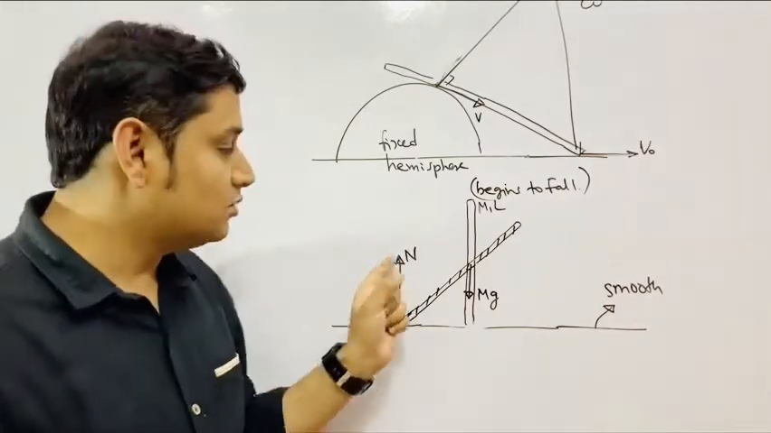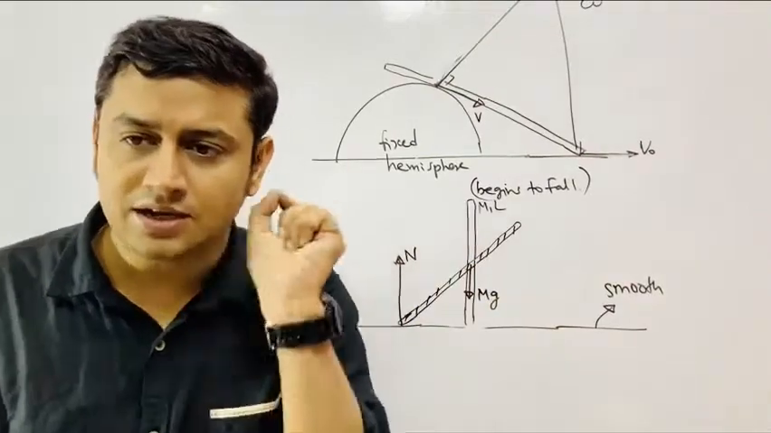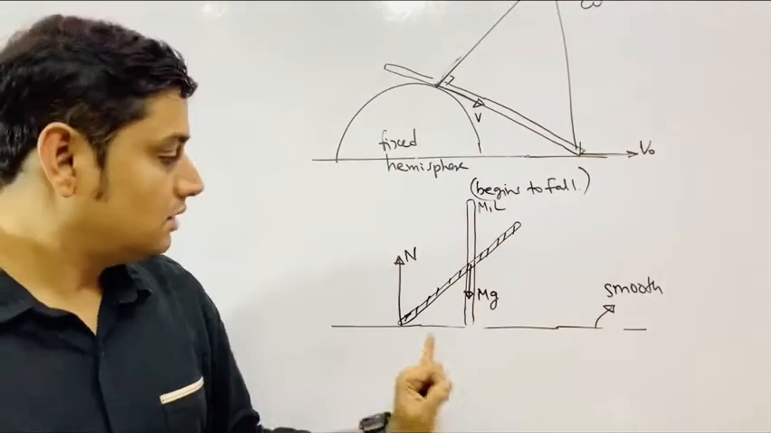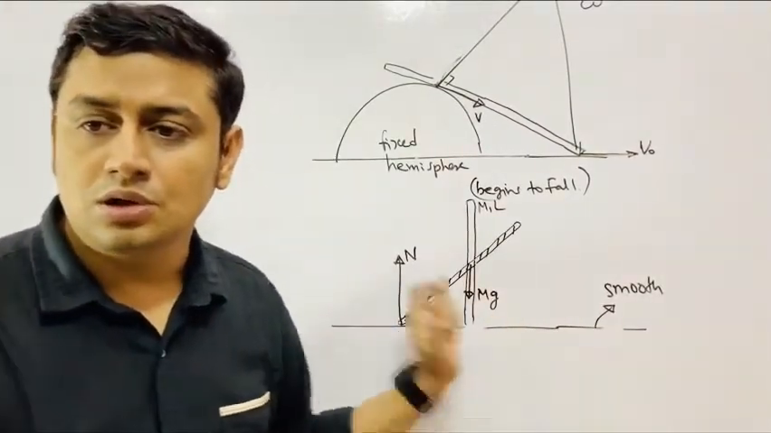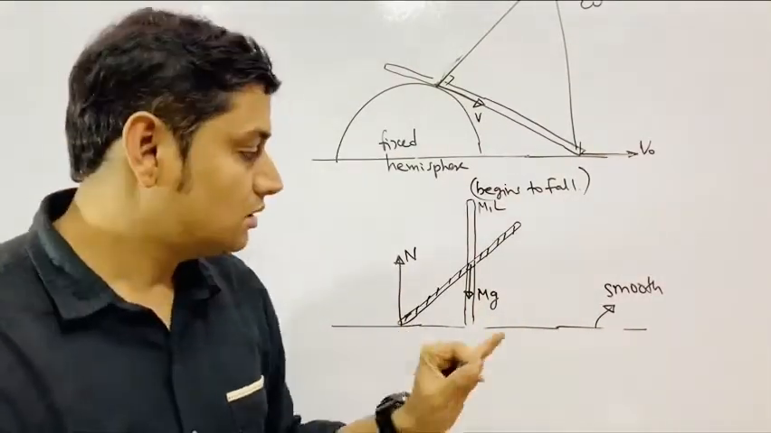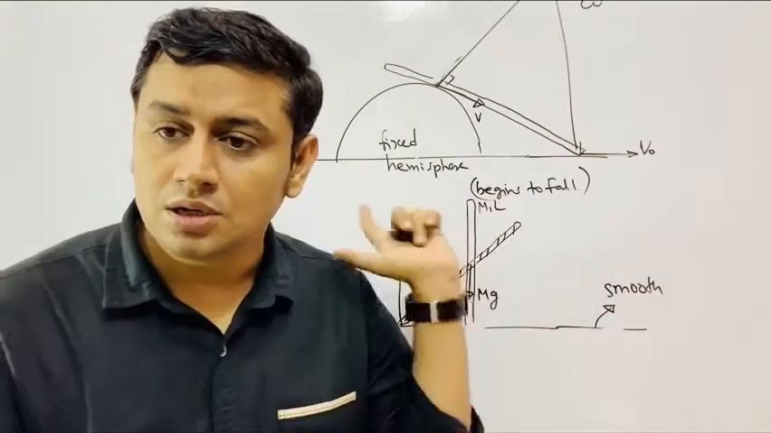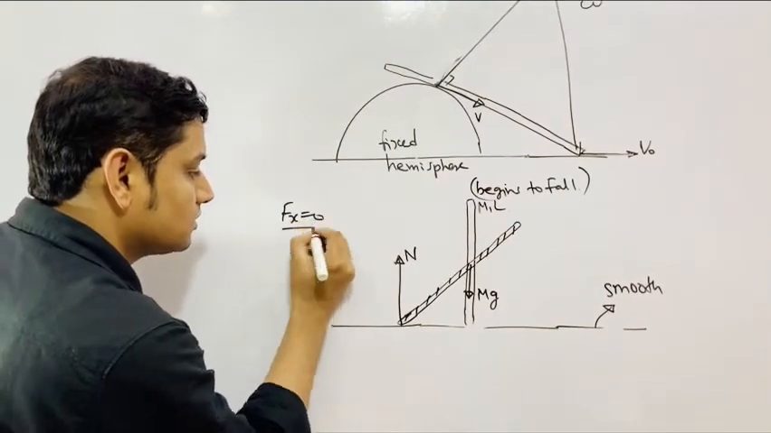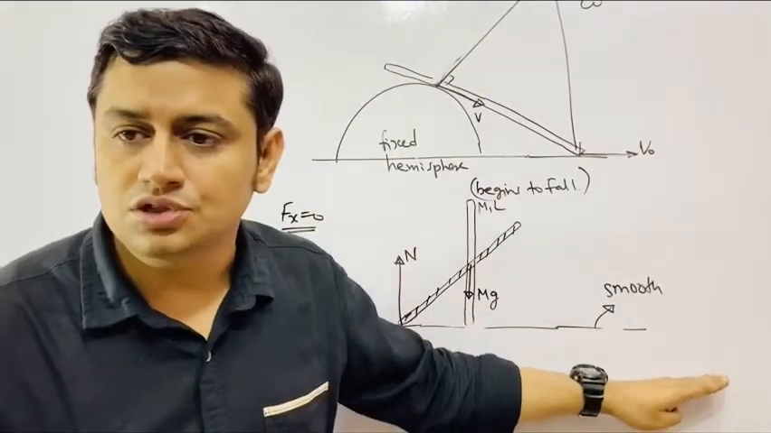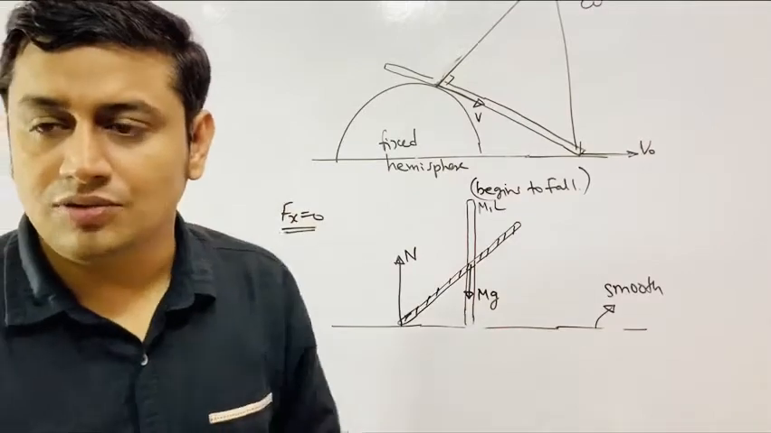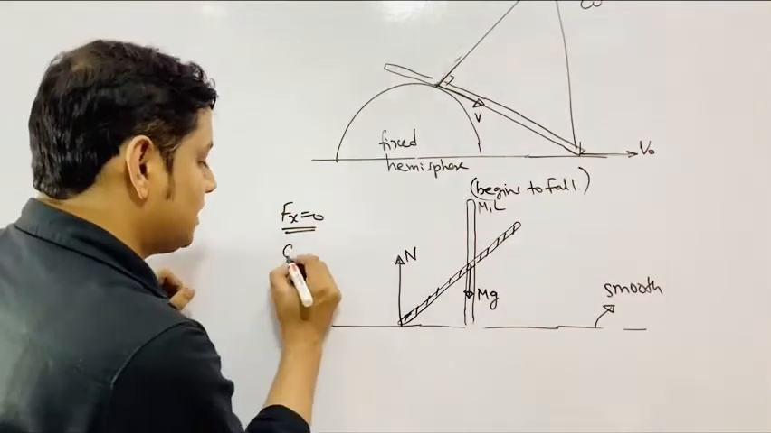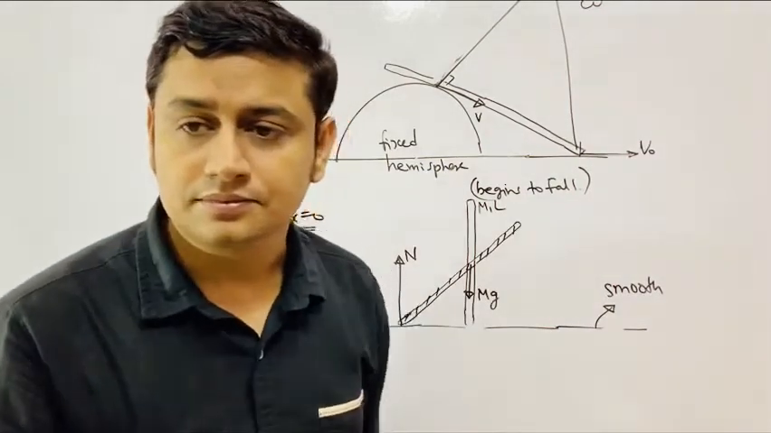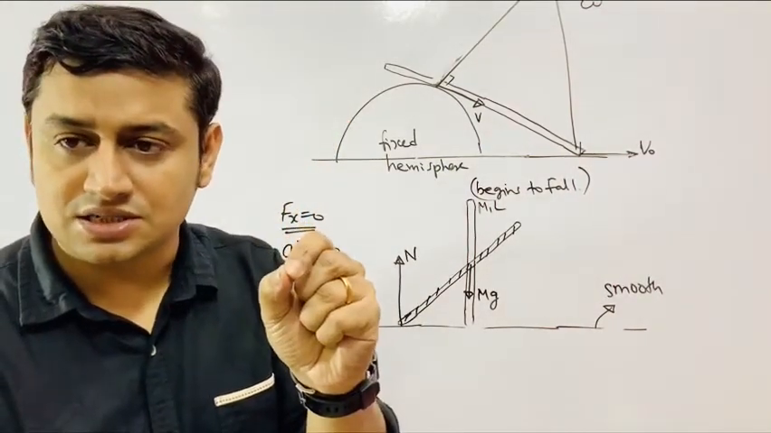I don't know which is more, which is less, but one thing is guaranteed. Mg has no component in the horizontal direction and normal has no component in the horizontal direction. That is for sure. So Fx is 0. Force in the x direction is 0. Because Fx is 0, the center of mass acceleration along the x direction is 0. Guaranteed, because the center of mass is initially at rest.